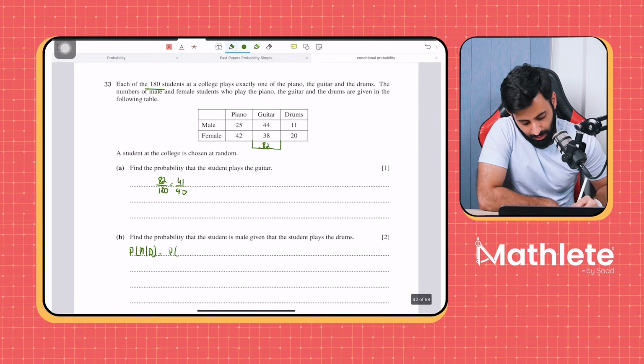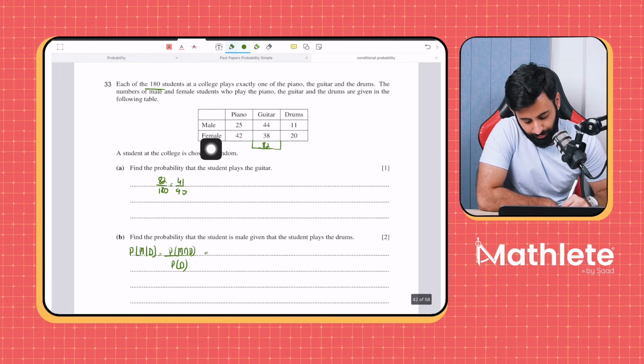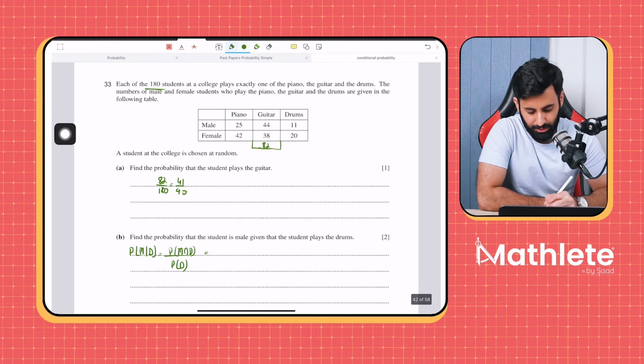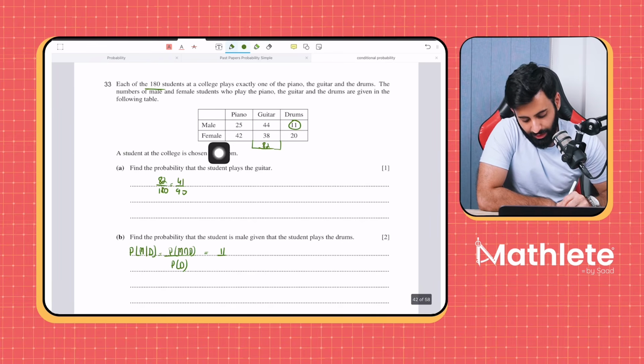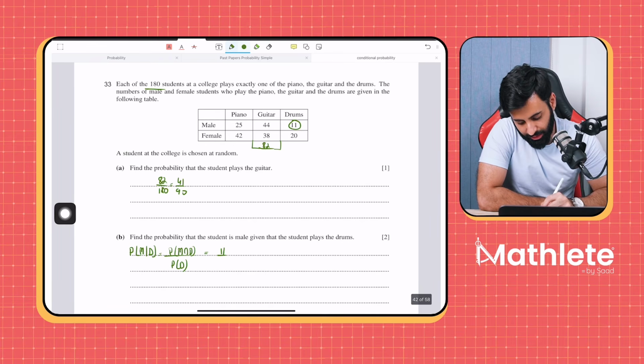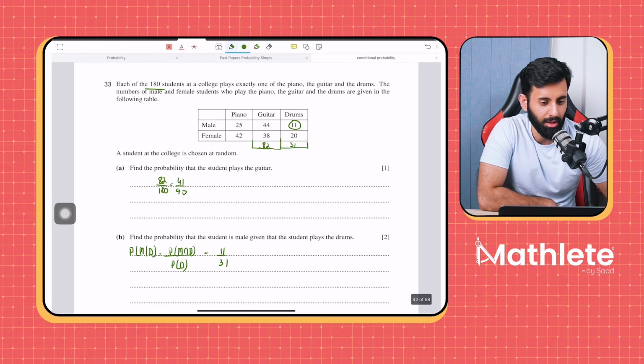That means we'll find the number of students who are male and play the drums, divided by the number of students who play the drums. So what's the number of male students that play the drums? That's 11, divided by the number of students who play the drums. So what's the total number of students who play the drums? That's 31. So 11 upon 31 is the correct answer.